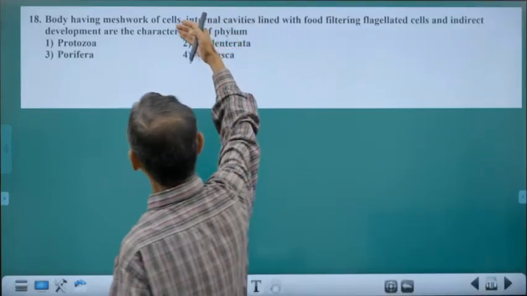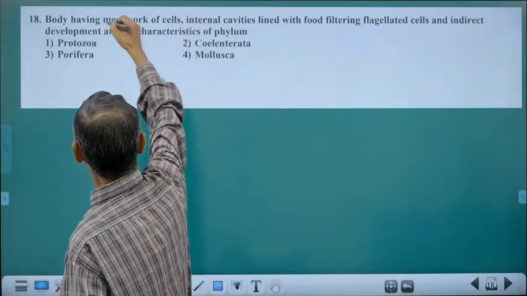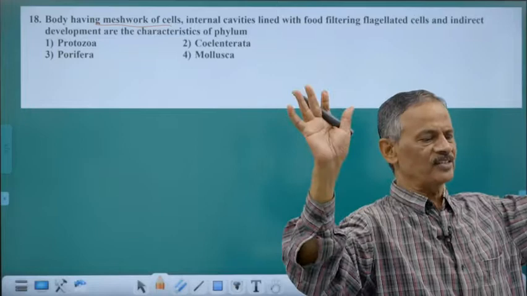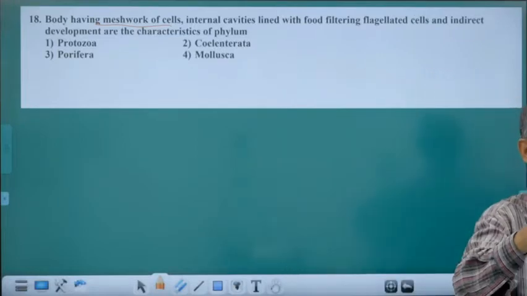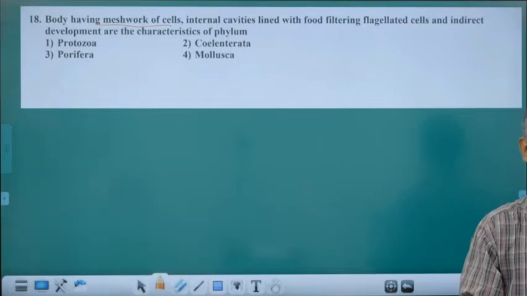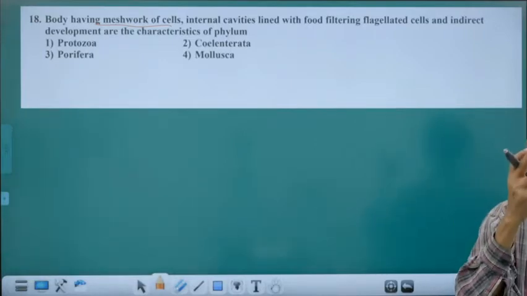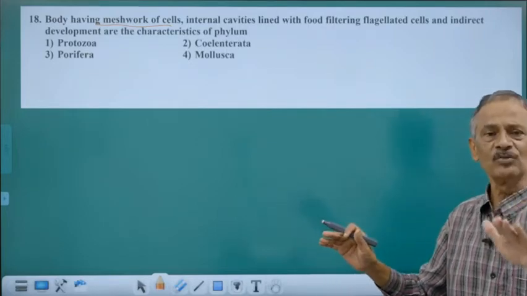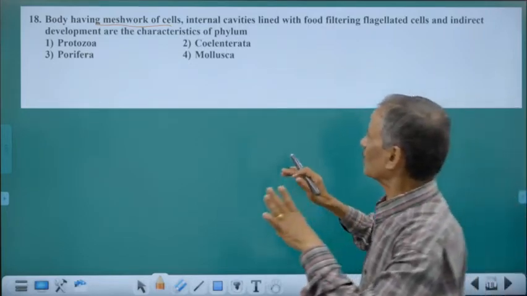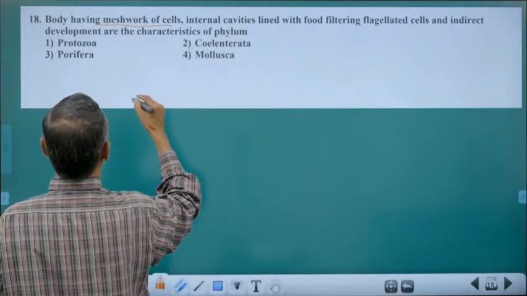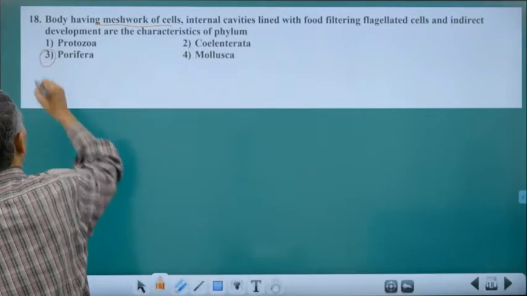Body having meshwork of cells. What is the meaning of meshwork? It is just a loose cluster or network of cells. Cells are not organized. That is the clue word. That means they are having only a cluster of cells that work independently, not organized into tissues, organs, or organ systems. So, who is having that cellular grade? Porifera, sponges. So, immediately we can come to the answer.